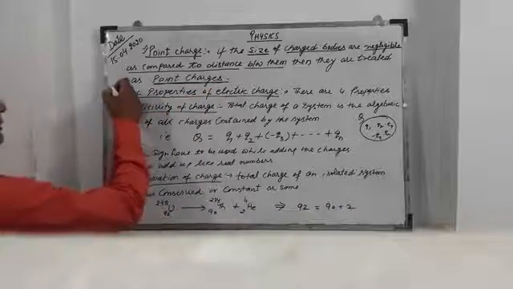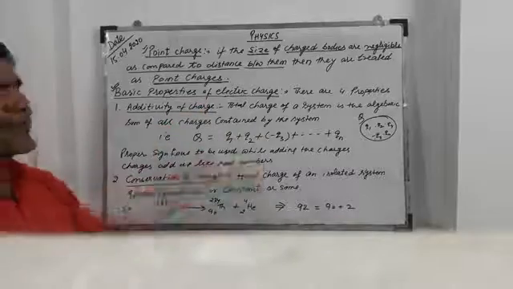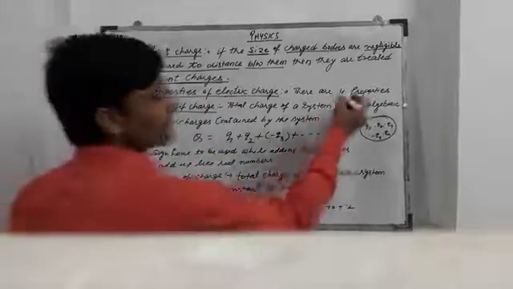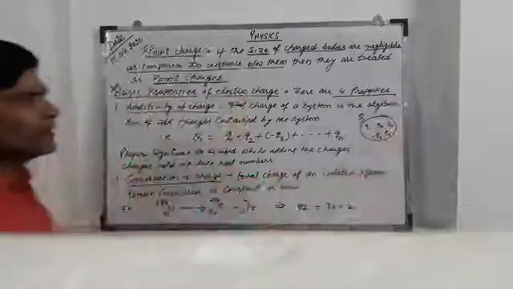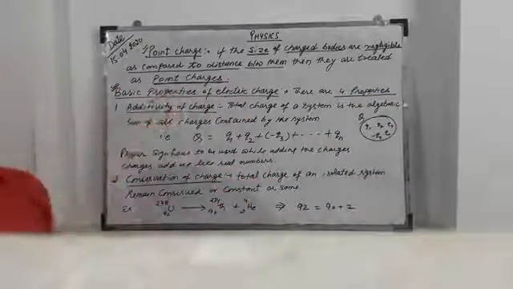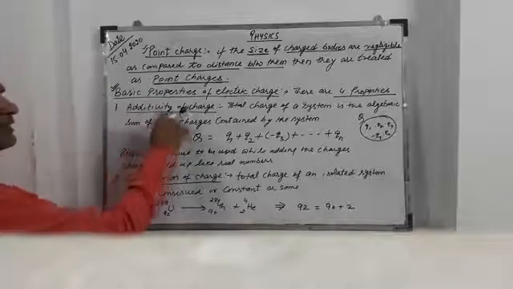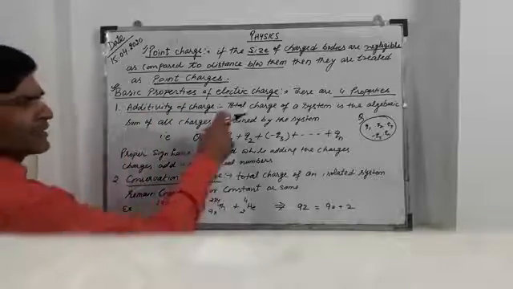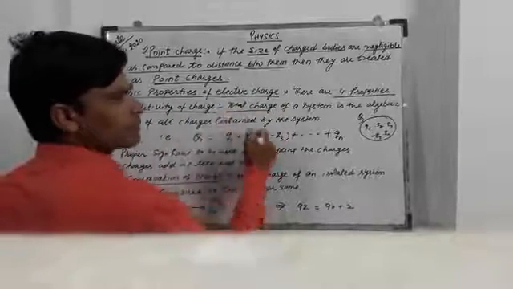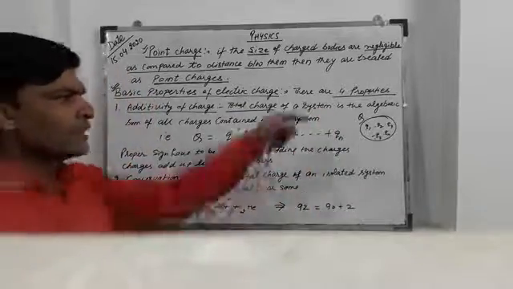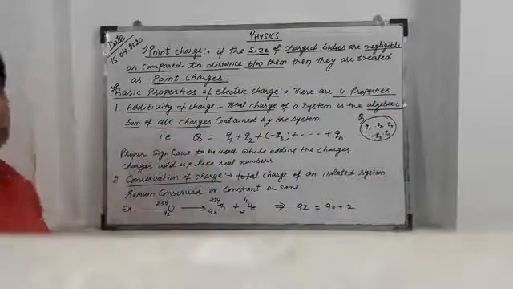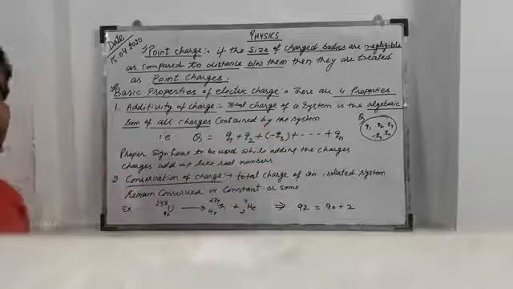Okay? Now some basic properties of electric charge. Electric charge has some basic properties. There are four basic properties of electric charge. First is additivity of charge. What is the additivity of charge? It means the total charge of a system is the algebraic sum of all charges contained by the system.